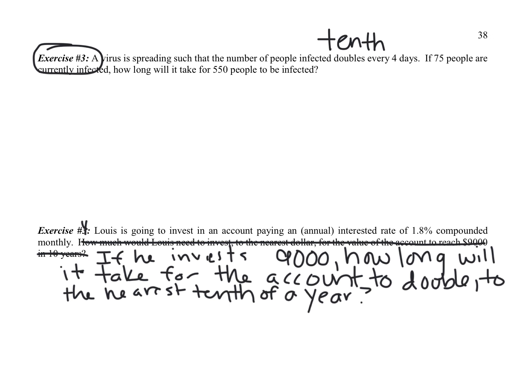This one says a virus is spreading such that the number of people infected doubles every 4 days. 75 people are currently infected. How long will it take for 550 people to be infected? So looking at this, we definitely have a doubling formula. My doubling time is 4 days. I'm starting with 75 people, and my function's value after a certain amount of time we're looking for is 550. So setting this up, I'm going to set this equation equal to 550.